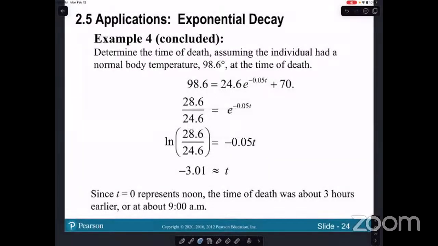So since t equals 0 represents noon, the time of death was about 3 hours early, right? So about 9 a.m. That's interesting. I kind of want to recap that and we'll call it a day.